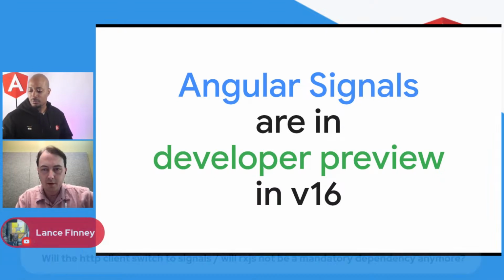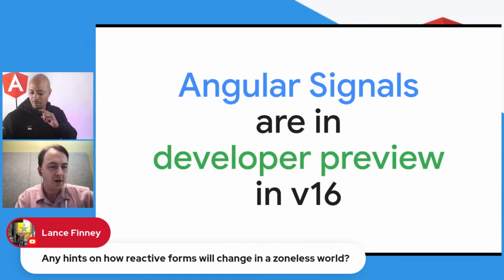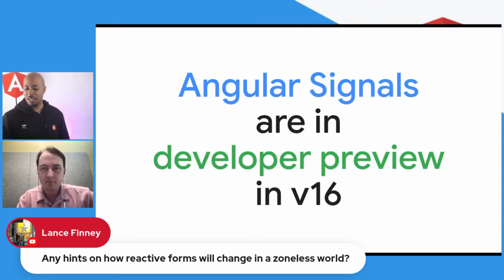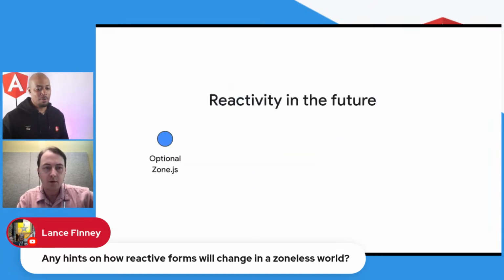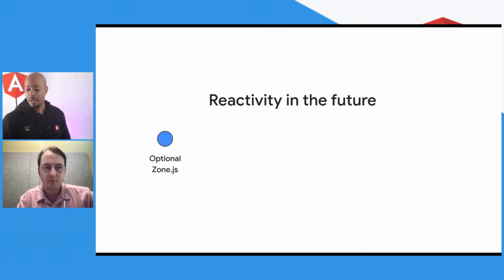All right, and then Lance asks, any hints on how reactive forms will change in a zoneless world? Oh, so many hints. What can I say? I can say the same thing I just said, that we're talking about it, trying to figure it out. Zoneless world. I'm going to talk about zones in a second, actually. So let me get back into this. I have some comments on zones. So let's actually talk about that, because that's a good segue. Thank you.